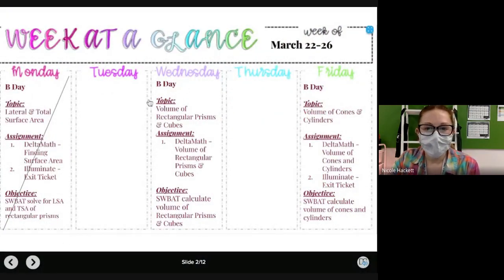Okay, so today we're talking about volume of rectangular prisms. You do have an assignment in Delta Math. I would love for you to start it. It's combining Wednesday and Friday, so you can start it today and finish it Friday.